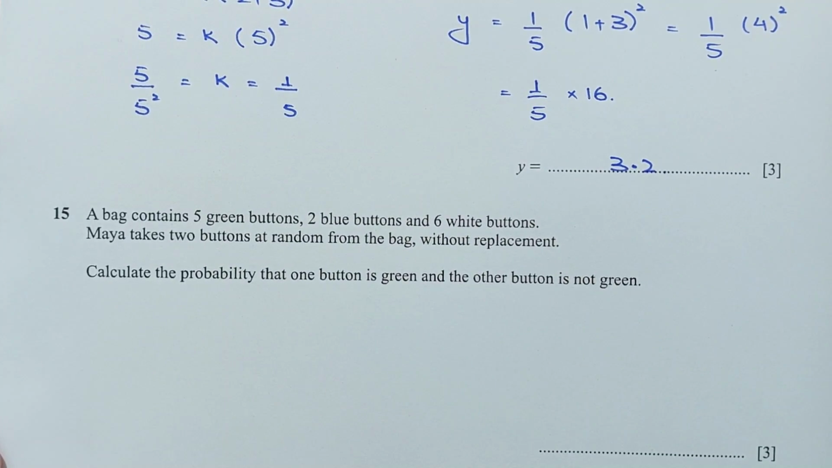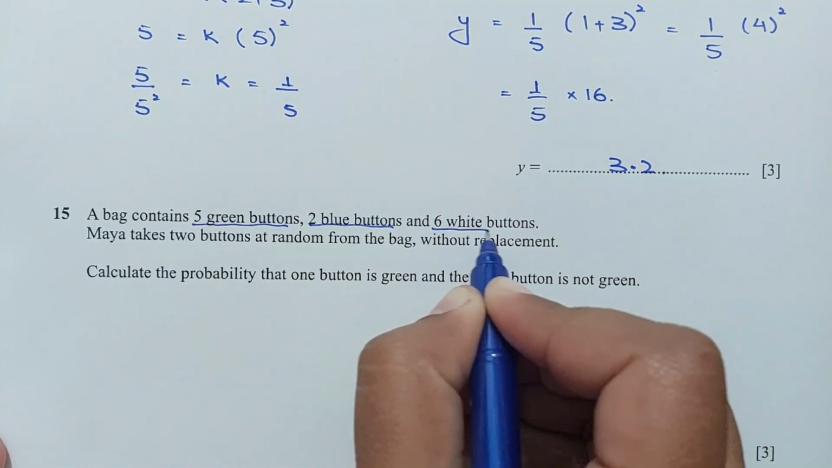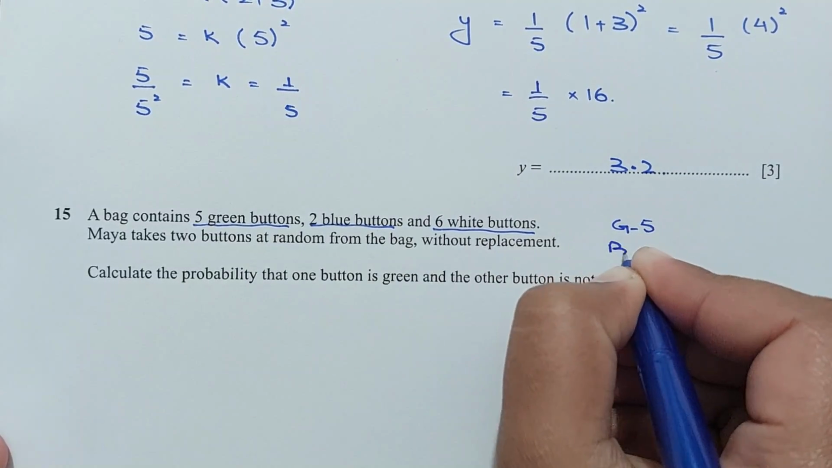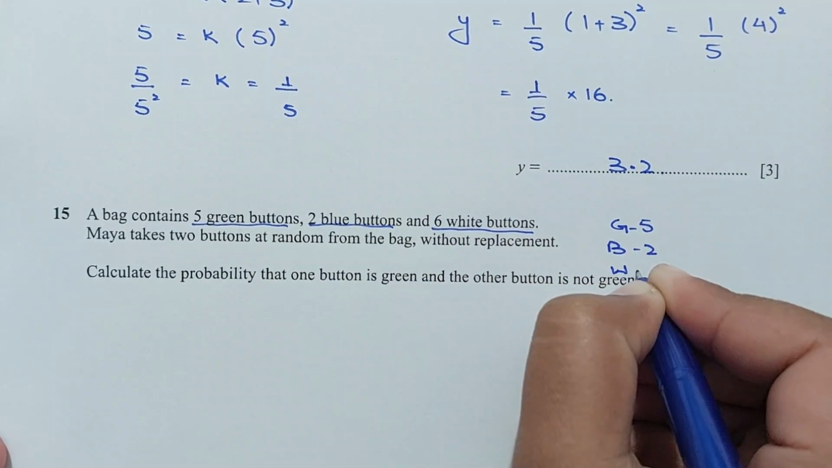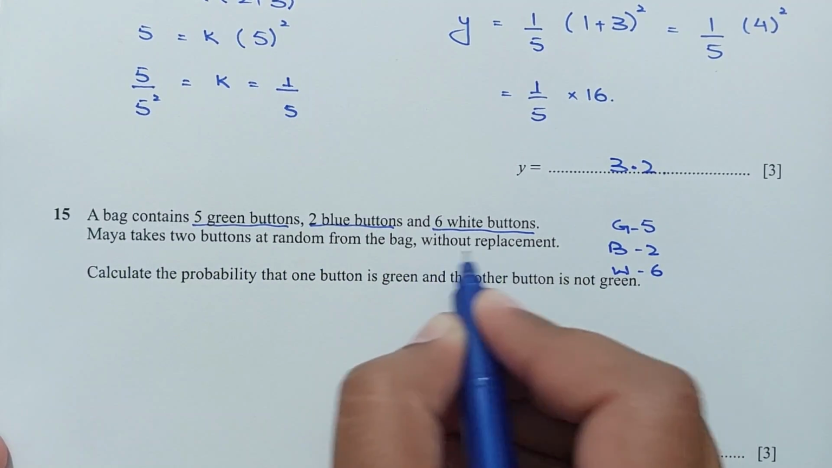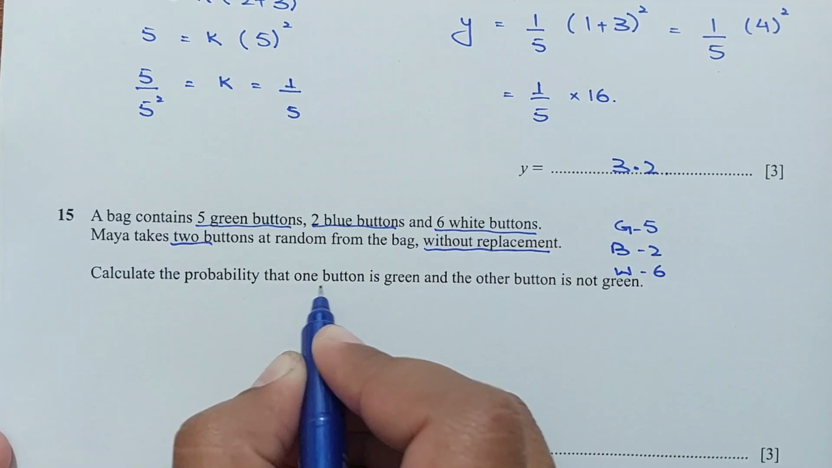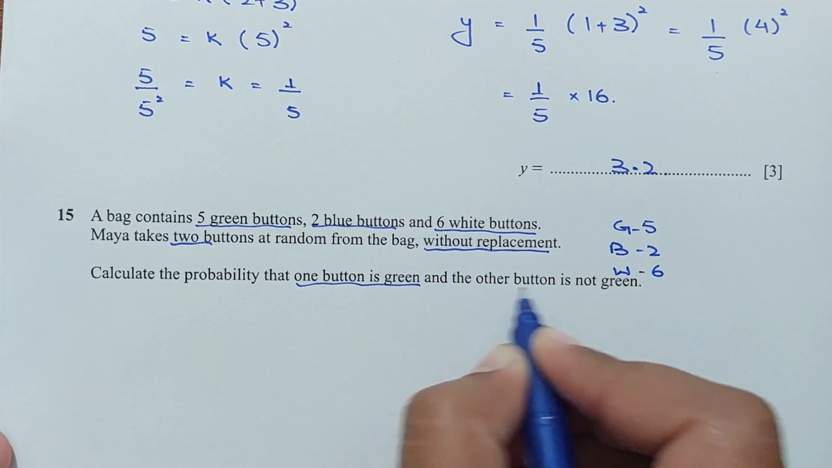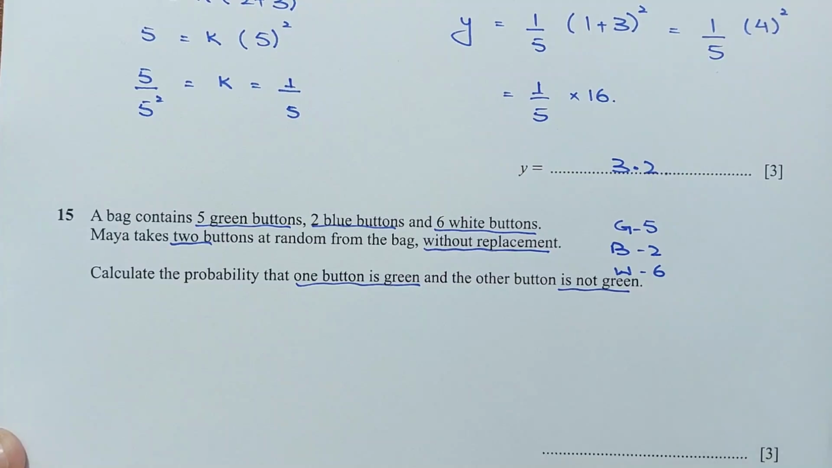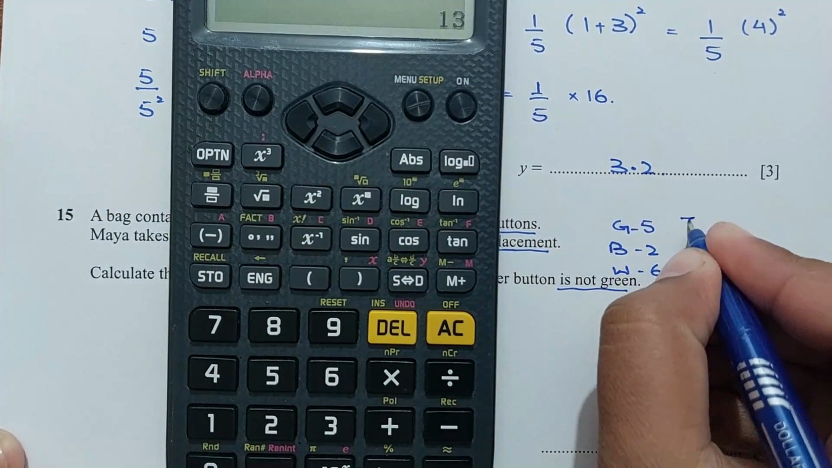Question number 15. A bag contains 5 green buttons, 2 blue buttons, and 6 white buttons. Green are 5, blue are 2, and white are 6, right? Maya takes 2 buttons at random from the bag without replacement, without putting them back. Calculate the probability that one button is green and the other button is not green. Okay, let me find out the total. Total are 5 plus 2 plus 6. The total is 13.